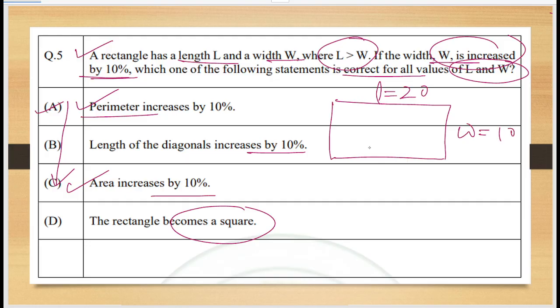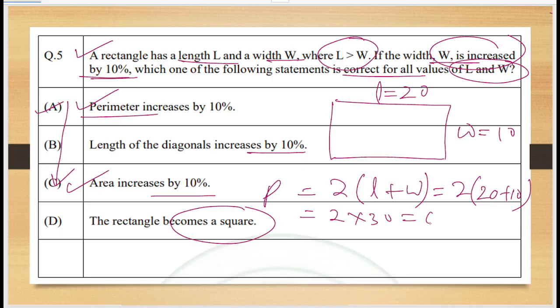So in this case, what is the formula of perimeter? P is equal to 2 times (L plus W), that is length plus breadth, or width you can say here. So we take 2 into (20 plus 10), and that is 30, so this will become 2 into 30, that is 60. This is the original case.